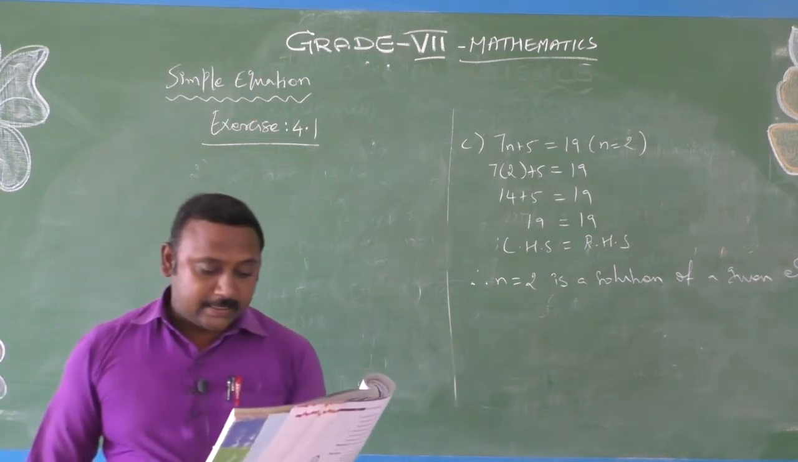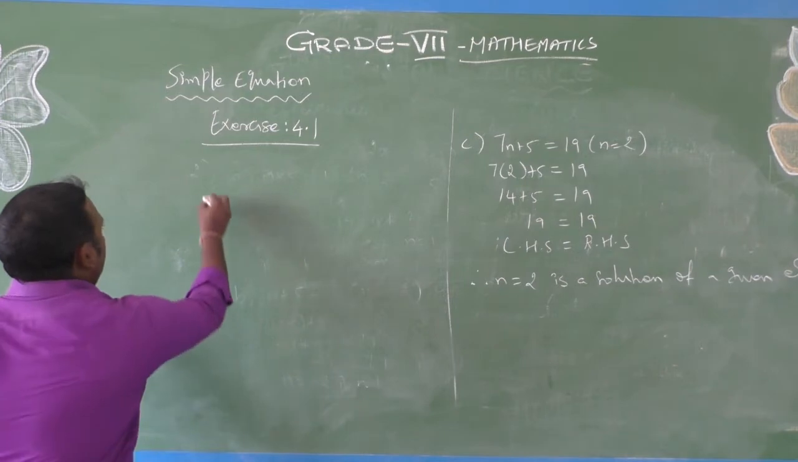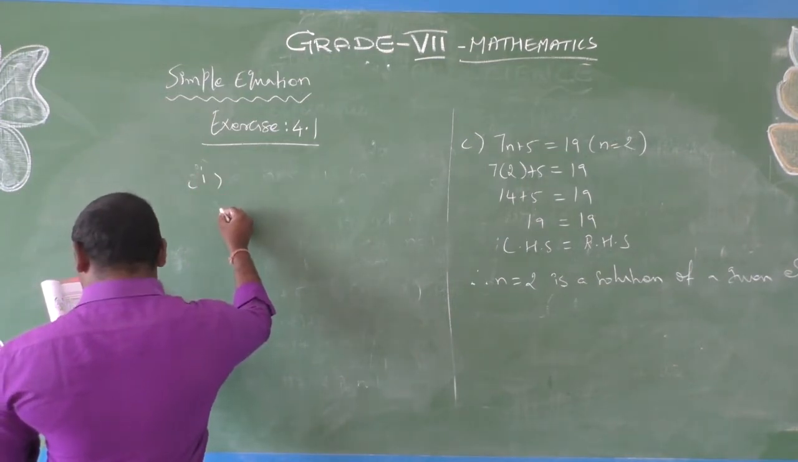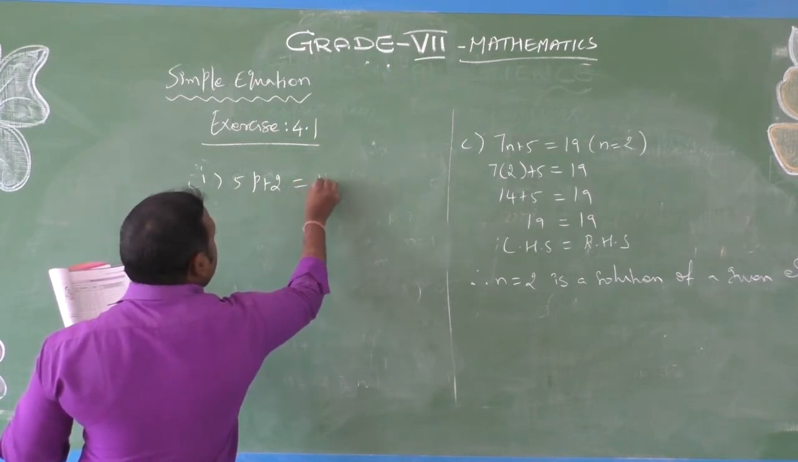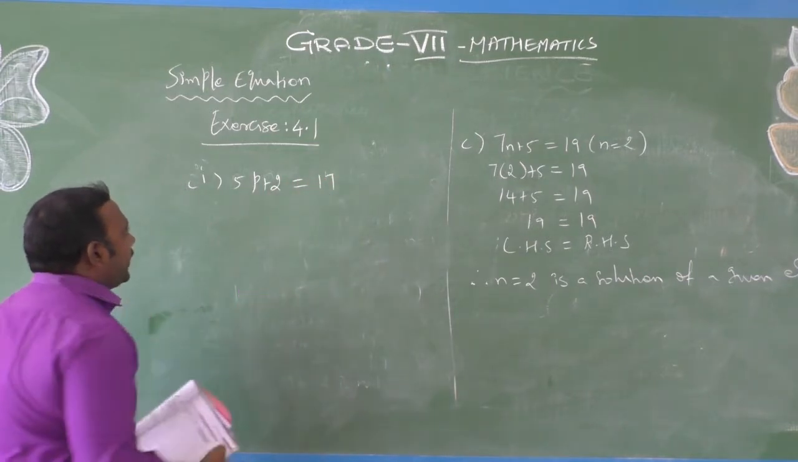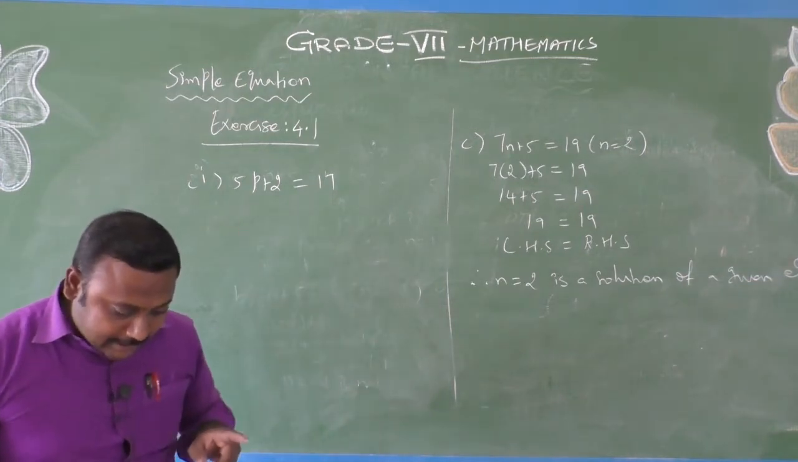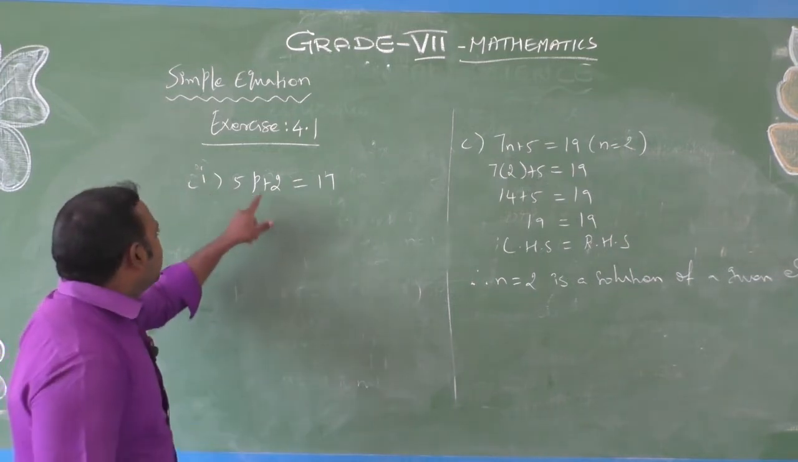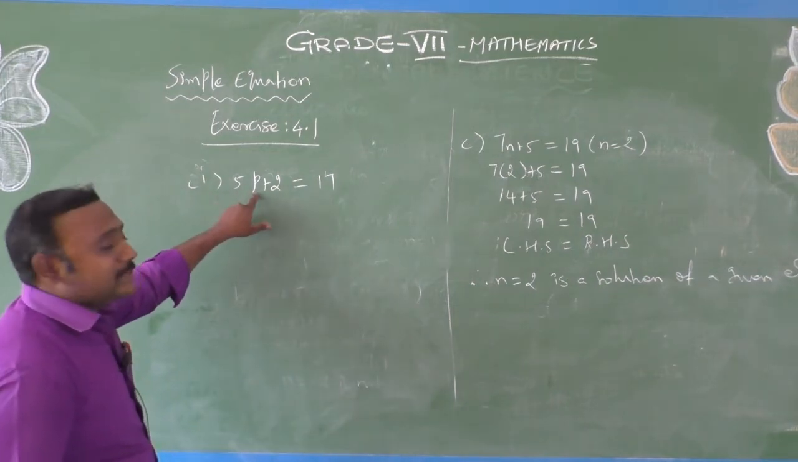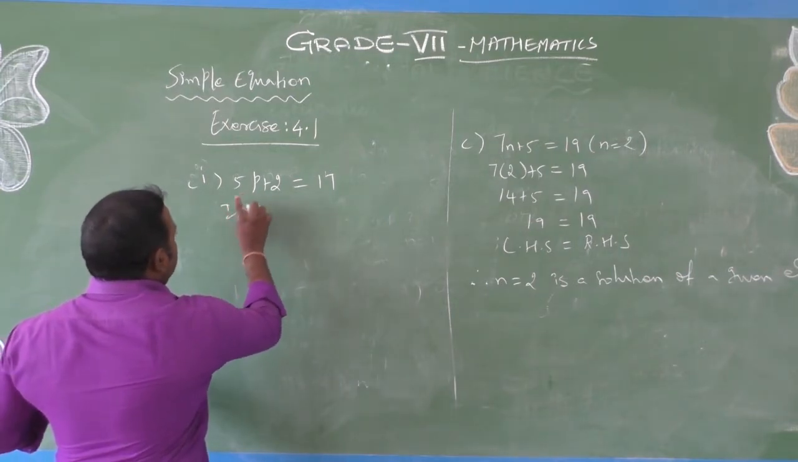Third question, solve the following equations by trial and error method. First one, 5p plus 2 is equal to 17. The question is, solve the following equations by trial and error method. In that equation, we have to give some values for p.